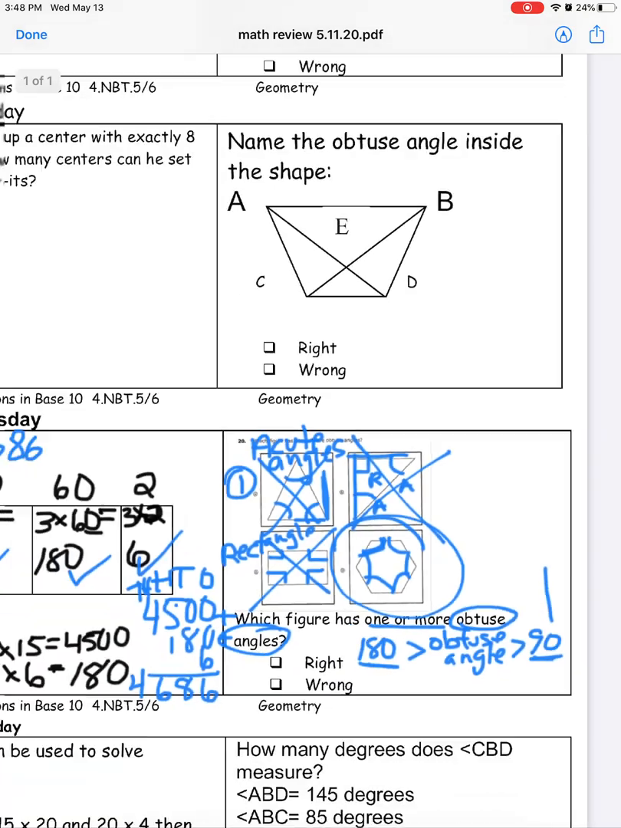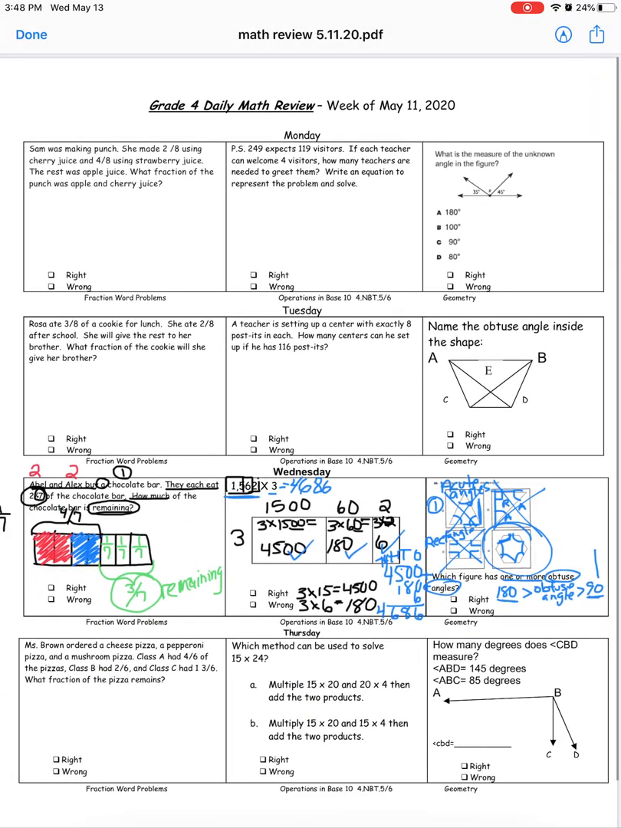All right, so little messy. I hope everyone paid attention. We worked on our fraction word problem using a bar model. We worked on our multiplication problem using an area model, and we identified a figure with one or more obtuse angles by understanding the definition of an obtuse angle. Good work, guys. Keep it up.